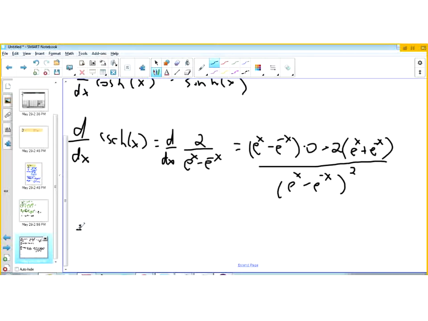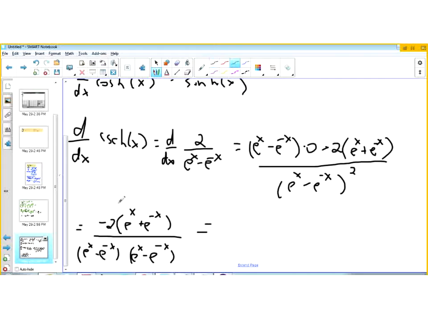So we have minus 2 times e to the x plus e to the minus x. Okay, and I'll go ahead and write the denominator as a product of terms. So that would be e to the x minus e to the minus x, okay, times e to the x minus e to the minus x. Okay, so I just went ahead and expanded the square as a product of factors.